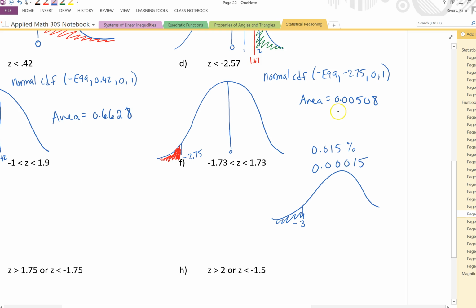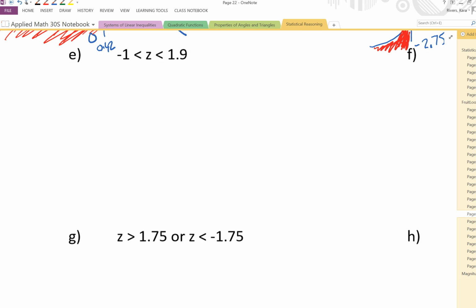So here for this example, our area is 0.00508. So it makes sense that that value is so small, but a little bit bigger than what we would have anticipated if it was negative 3. Now let's look at example E.